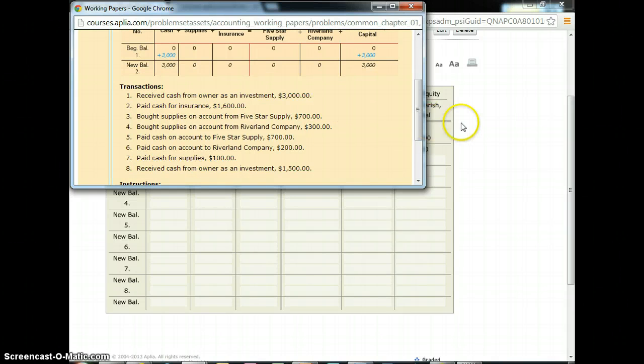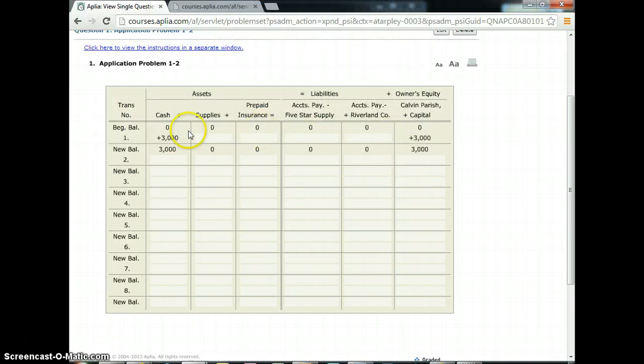The first transaction, which is done for you over here, received cash from owner as an investment, $3,000. It's important that you fill in zeros just like we did before anytime an account is not used. The beginning balances were all 0. Next, I'm going to fill in zeros going all the way across. Nothing done there. So now my new balance of cash is $3,000. My new balance of capital is $3,000.